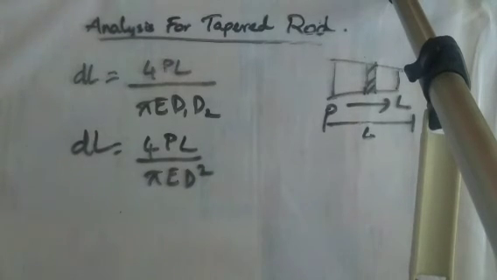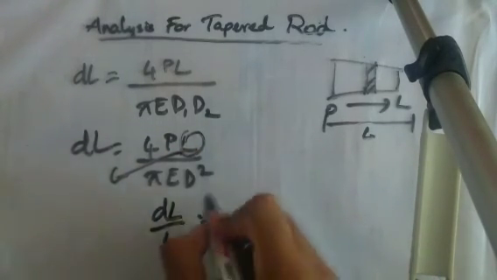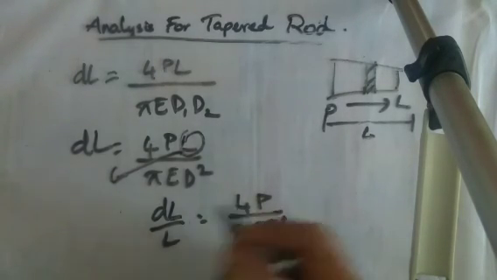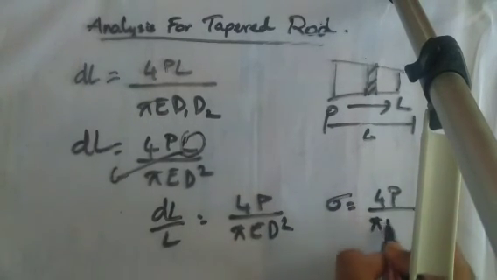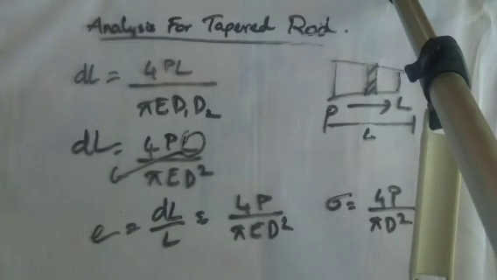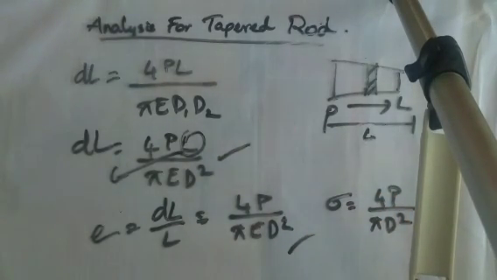This is the change in length of the whole tapered rod. If you take L to the bottom, you get the expression for strain, 4P by pi E d squared. If you take Young's modulus there, you get the stress, 4P by pi d squared. You have to memorize these three formulas very carefully and keenly.